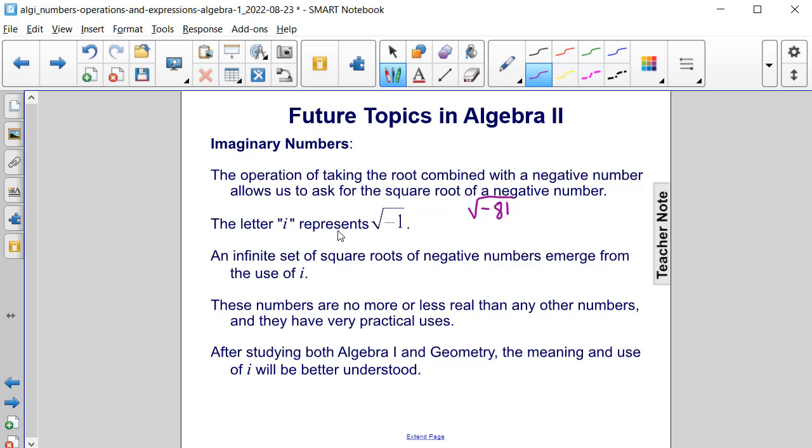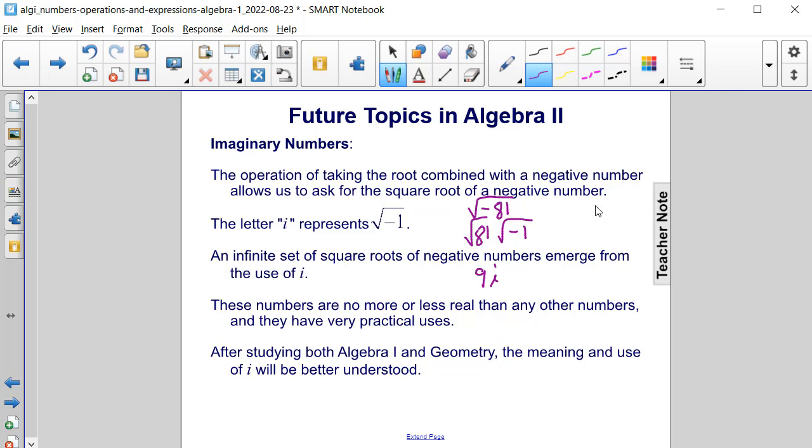Instead, it has an imaginary solution. The letter i represents the square root of negative 1, and this allows us to break down the square root of negative 81 into the product of 81 and negative 1. And we can square root both of those in order to simplify. And when doing so, we will end up getting 9, and then the square root of negative 1 is i.